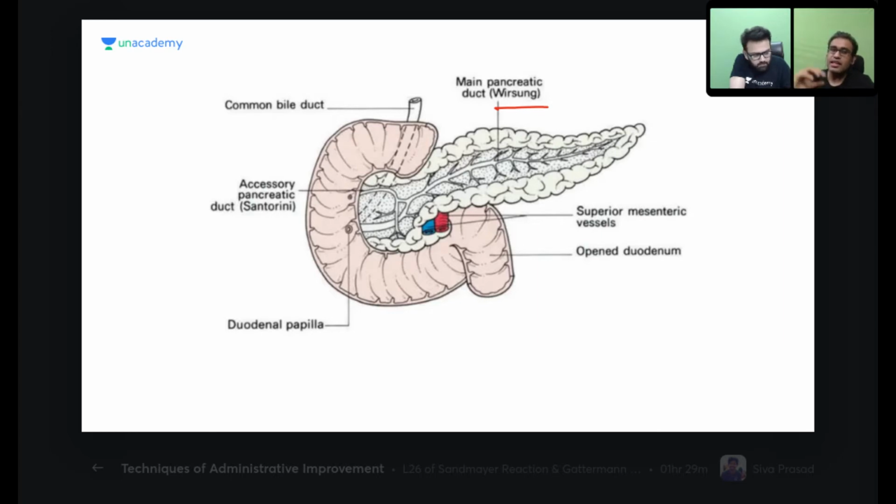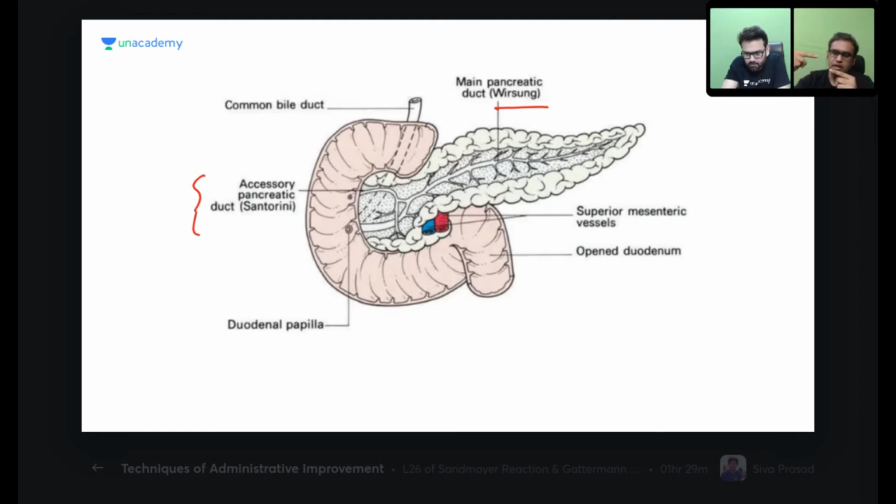Now when the buds fuse, their ductal system also fuses. So imagine this as the duct of the dorsal system. This small duct will be of the ventral system. Now as both these buds are fusing, there will be a small cross connection between their ducts also.